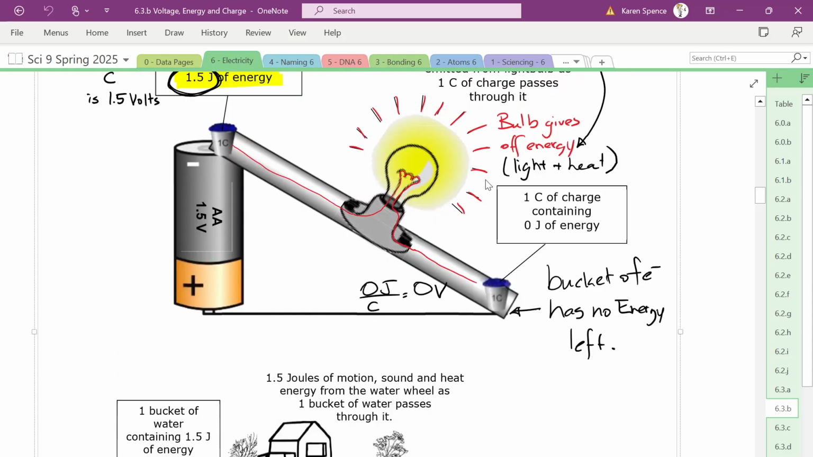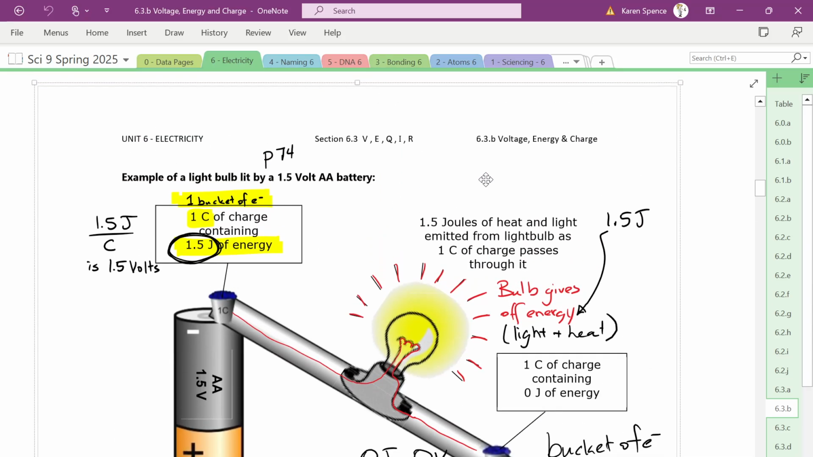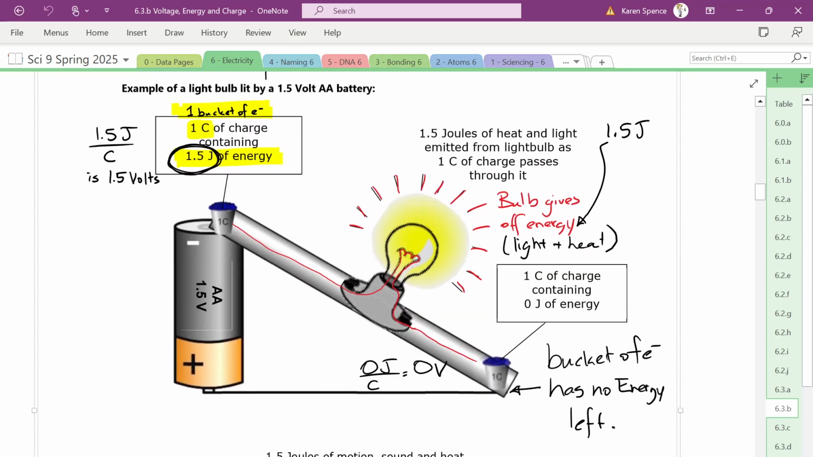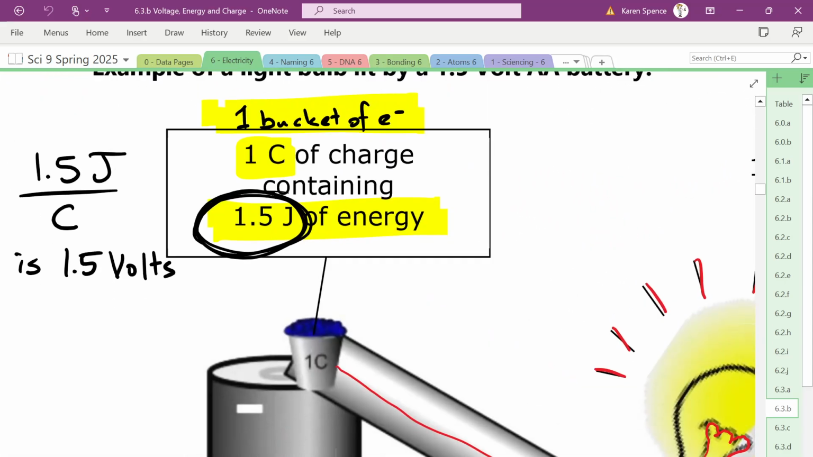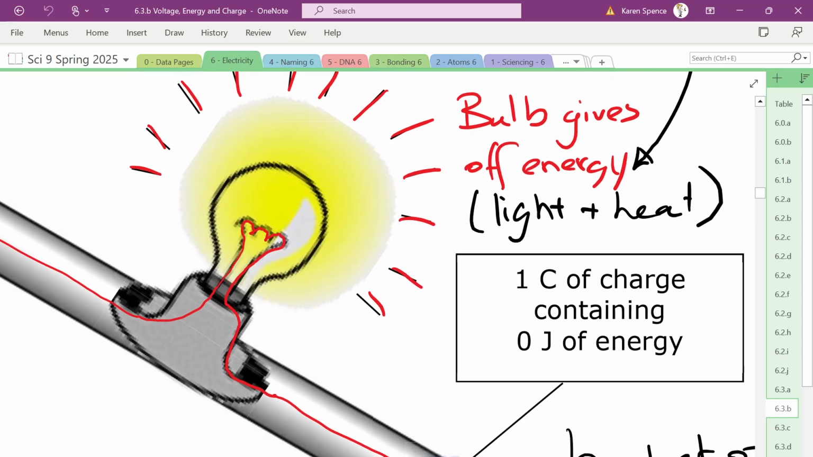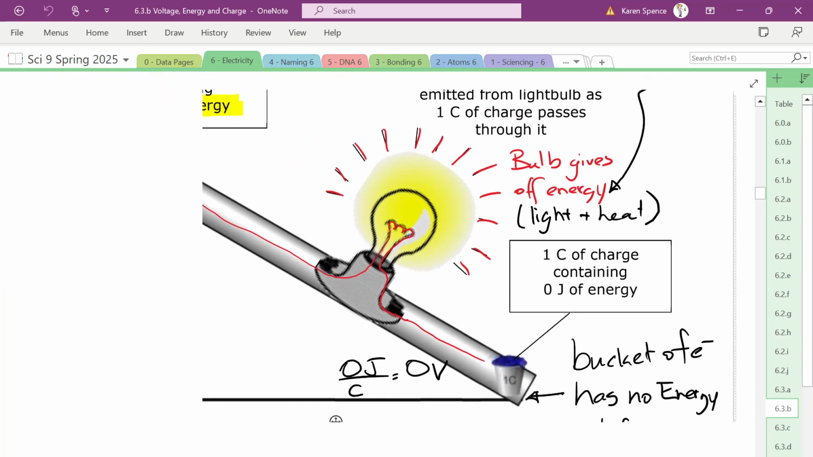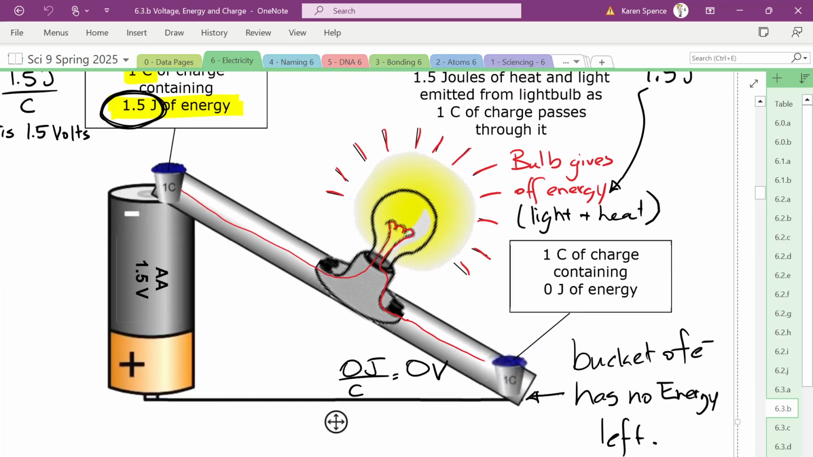Okay, at the top of the page, we were looking at a bucket of electrons, which is a coulomb. And each bucket of electrons contains 1.5 joules of energy. It gives off all of that energy in the light bulb, and so by the time it gets to the bottom, it has no energy left.